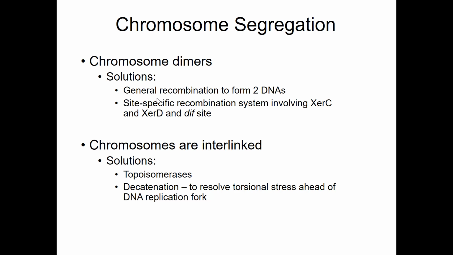Okay, so that was the XerCD system. So that is to facilitate chromosome dimers. Another potential problem that can occur during DNA replication are interlinked chromosomes. And we're going to talk about topoisomerases, how they function in general, and also how topoisomerases can function in this process called decatenation to resolve torsional stress ahead of the DNA replication fork.